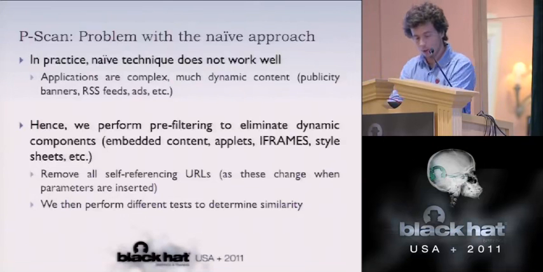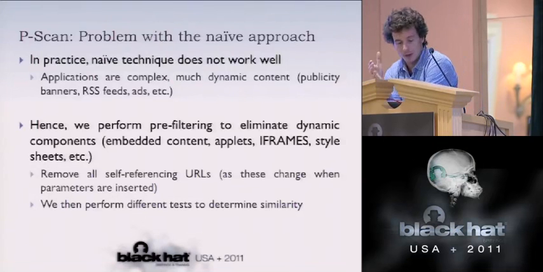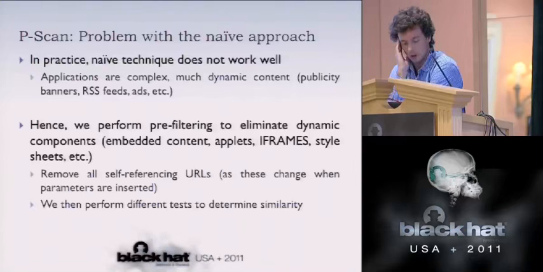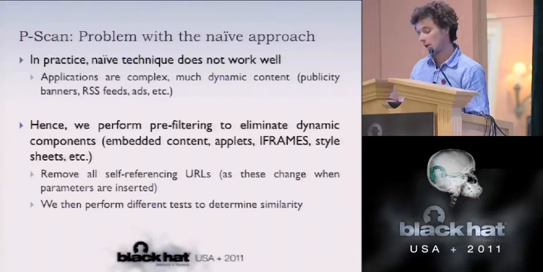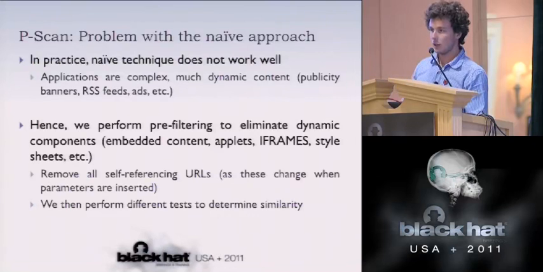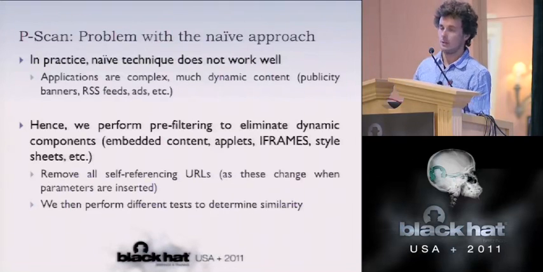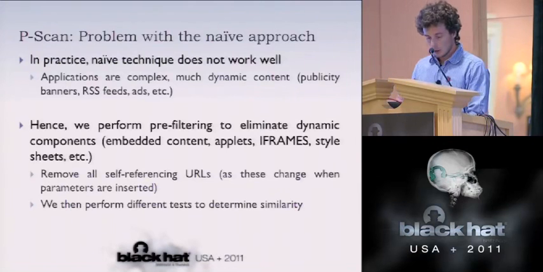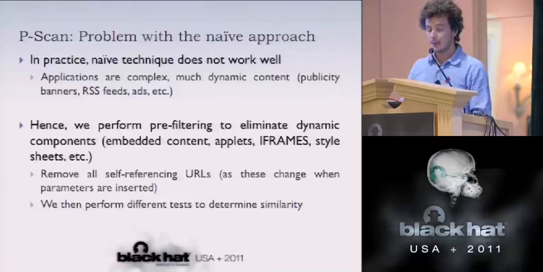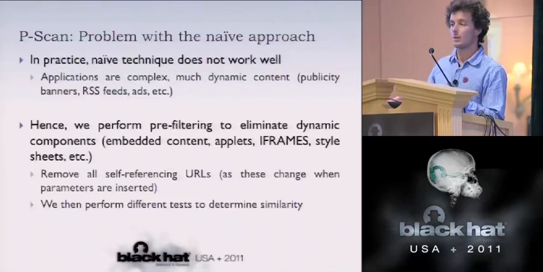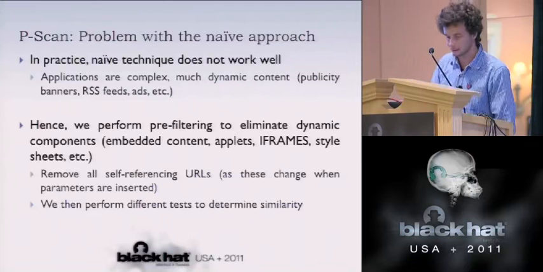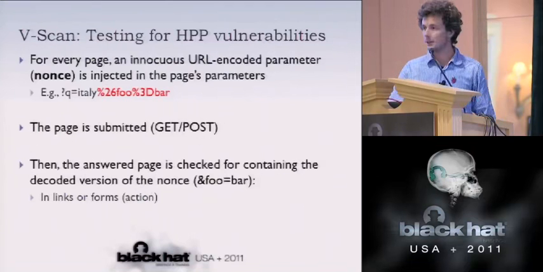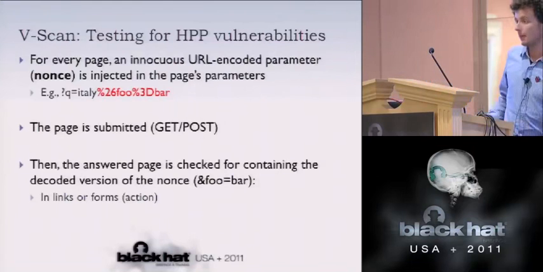So what we did, we tried to remove all these dynamic components, like embedded content such as Flash, applets, iframes, style sheets, and so on. And then we used some mathematical heuristics, I won't go into detail, to check how similar the pages are. In the paper, you have more detail if you're interested in how it works. So this is how pscan works and how we are able to see whether the precedence is on the first parameter or on the second. Then we have a second component that is for the vulnerability.